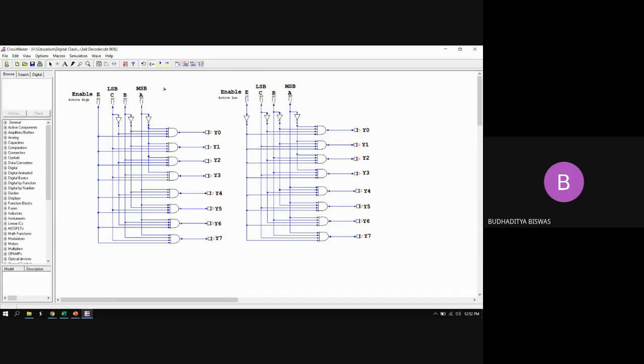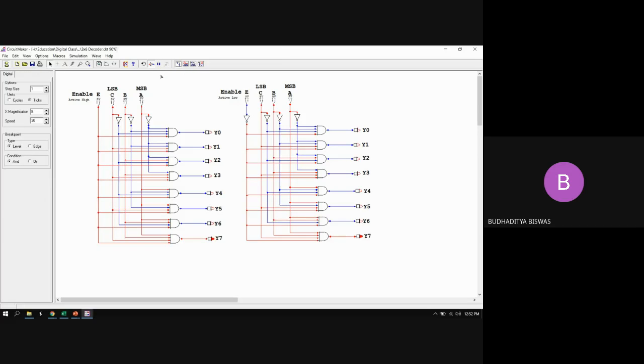3 input, 8 output. So remember one thing, that if n number of inputs are there in a decoder, then the output lines must be 2 to the power n. So if input lines are 3, then 2 to the power 3 is equal to 8. So 8 output lines should be there. Now let me demonstrate the operation of the 3 to 8 decoder. It's the same circuit, only the gate number increases.